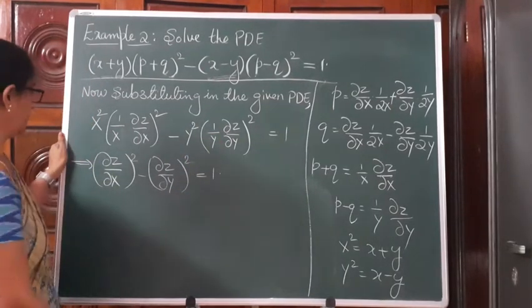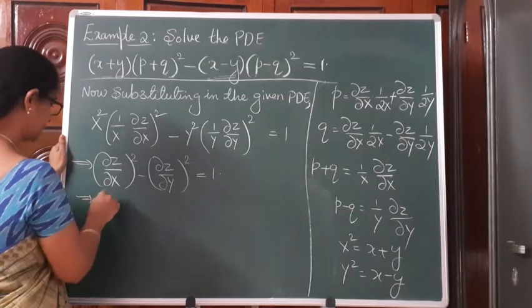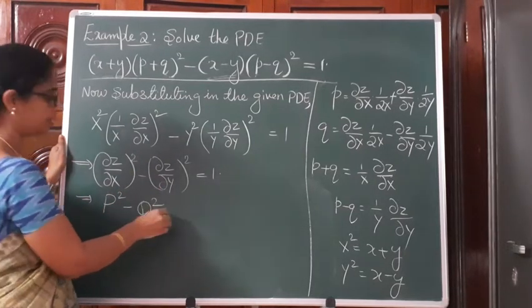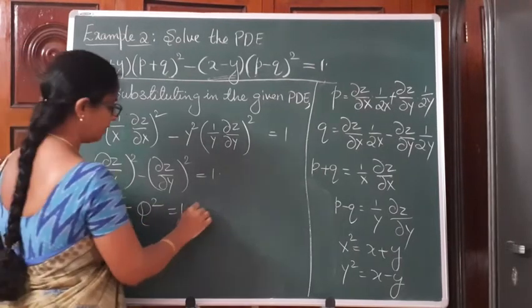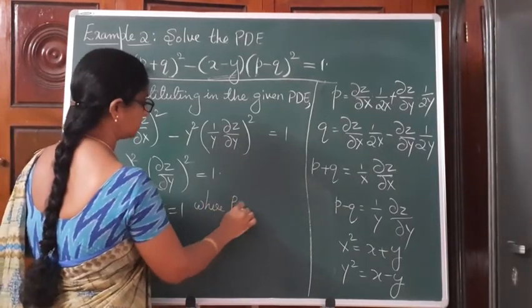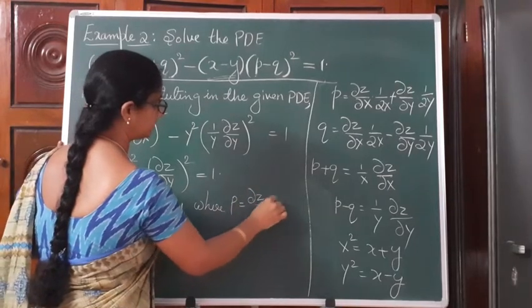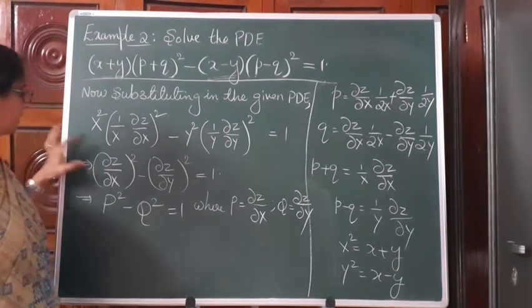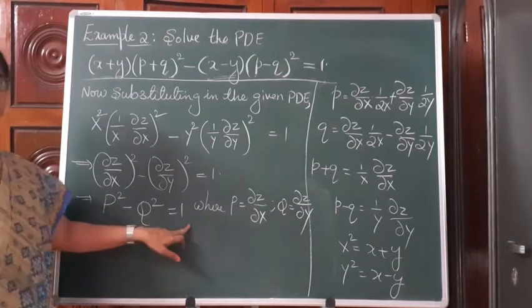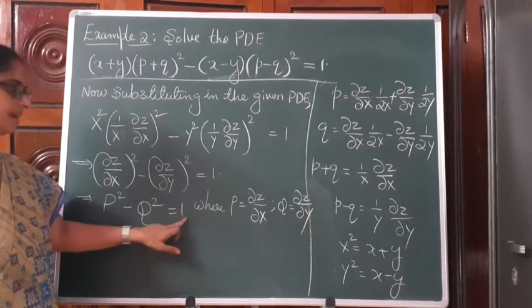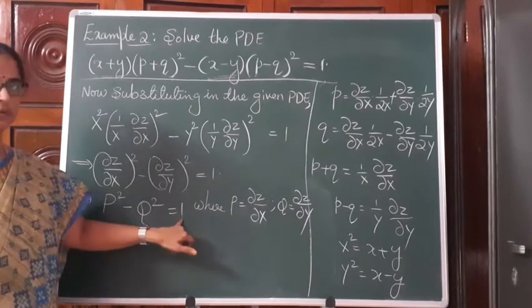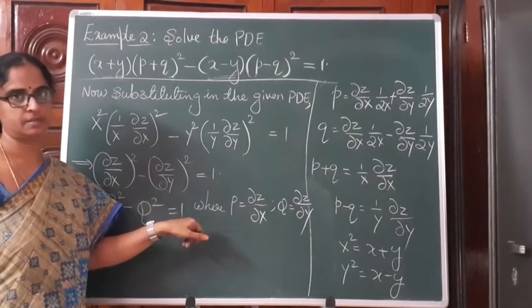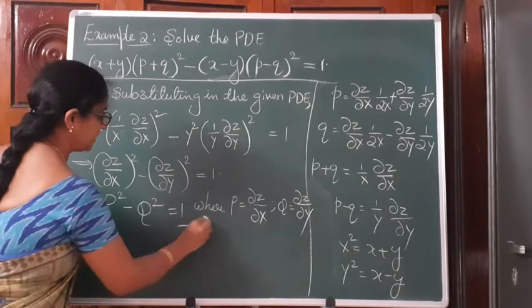Okay. Now if we write dou z by dou capital X as capital P, this is P square, and dou z by dou capital Y as capital Q, square is equal to 1, where capital P means dou z by dou capital X and Q is dou z by dou capital Y. Now look at this equation. P square minus Q square is equal to 1. This comes under standard form 1, non-linear partial differential equation, which is in standard form 1 because it involves only P and Q terms. So we write this as equation 2.